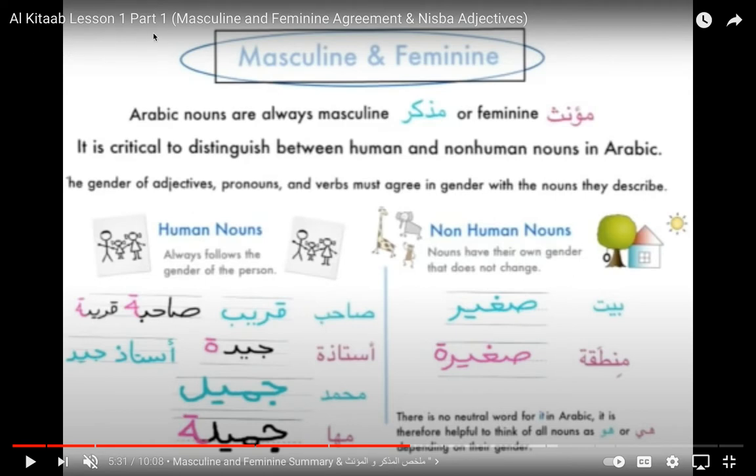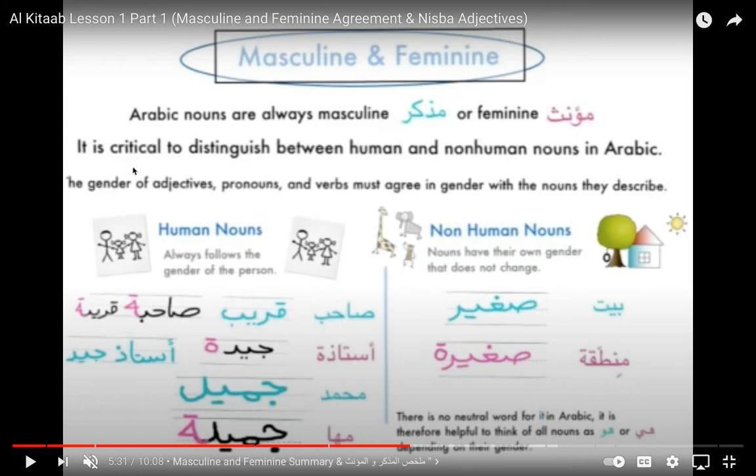So we start with part 1. The title is Masculine and Feminine Agreement in Arabic and Nisbah adjectives. In Arabic, nouns are always masculine, meaning مذكر, or feminine, which means مؤنث. So the noun is either مؤنث or مذكر.